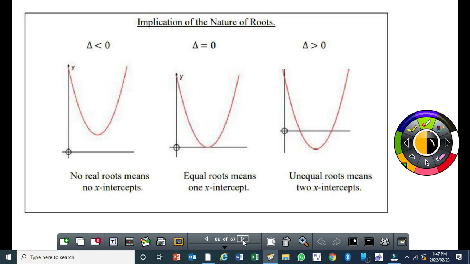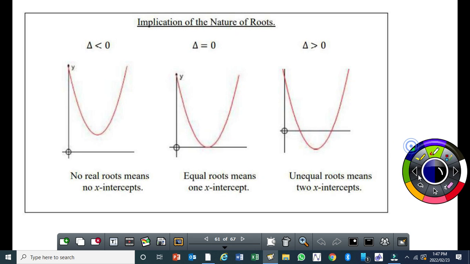At this stage, you know that the quadratic function in grade 10 has an axis of symmetry along the y-axis, which has the equation x equals 0. In grade 11, the axis of symmetry is going to move to the left or right of the y-axis. So we have three scenarios based on the nature of roots.